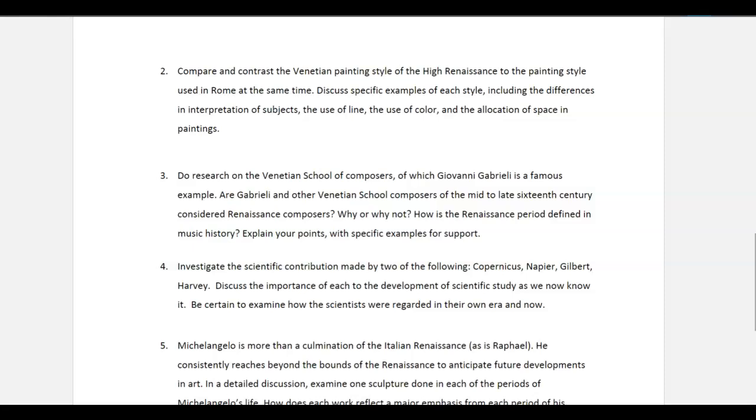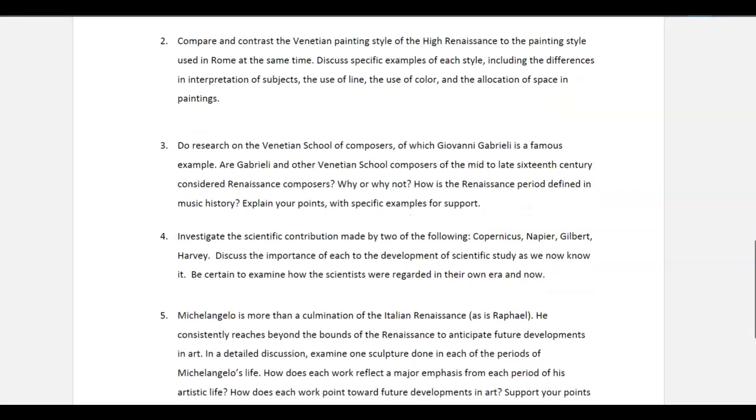Look at the differences in how the subjects are presented and, as it says here, interpreted. Discuss the use of color, especially the Venetian and Roman, and also the idea about spacing and how that's used.